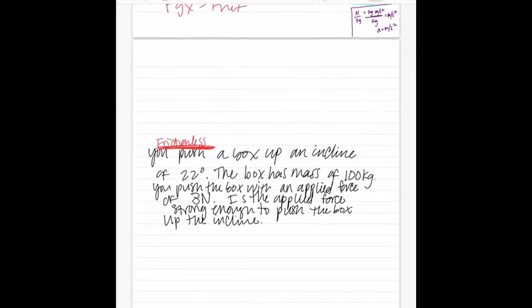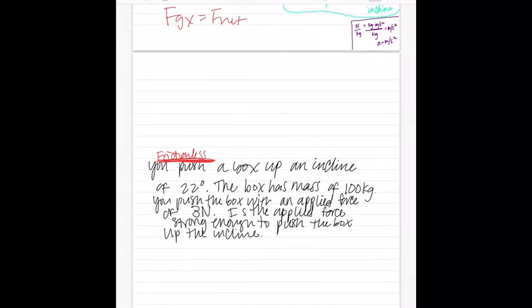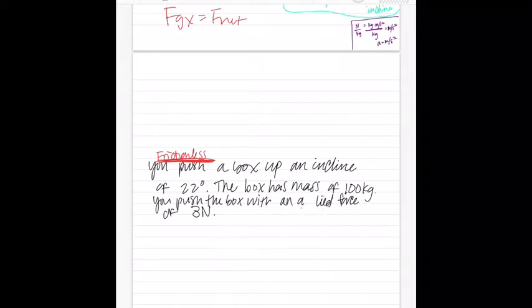Okay. So this is a frictionless question because we'll do acceleration with friction next week. You push a box up an incline of 22 degrees. The box has a mass of 100 kilograms. You push the box with an applied force of 3 newtons. Now I'm going to go ahead and change this question. I don't want to know if it is strong enough anymore. I want to know what the acceleration of the box is and then the direction of that box.